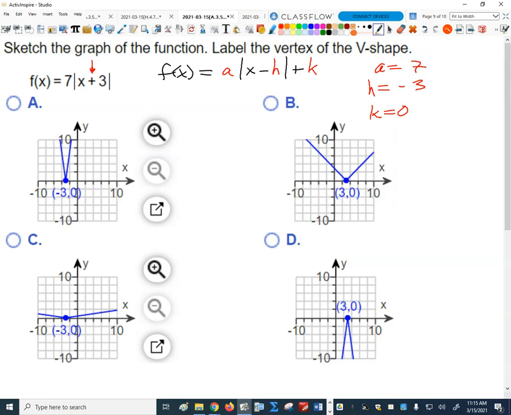Okay, so then we know the vertex has to have coordinates -3, 0. So we can cross off that guy, we can cross off that guy. Well, which one is it here? If a is equal to 7, we must have stretched it vertically, so doesn't it have to be then this one right here? Everybody agree? It's got to be A. We go over 1. Instead of going up 1, we go over 1 and up 7. Okay, good.